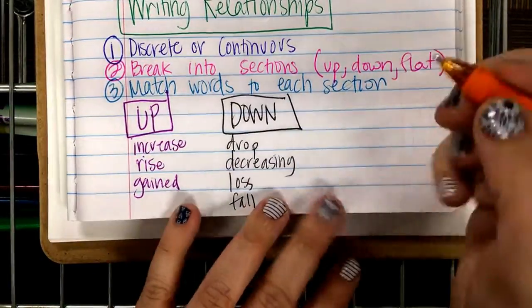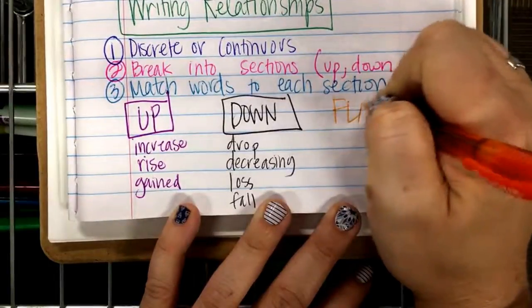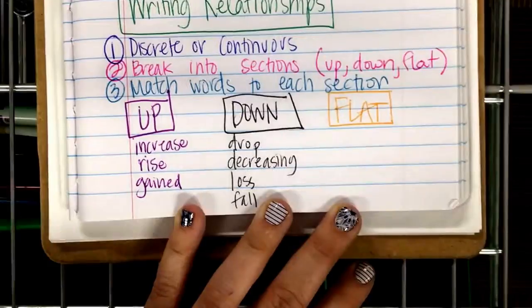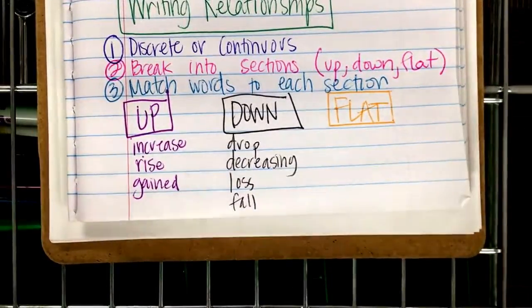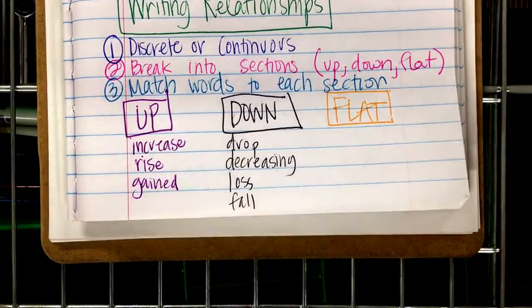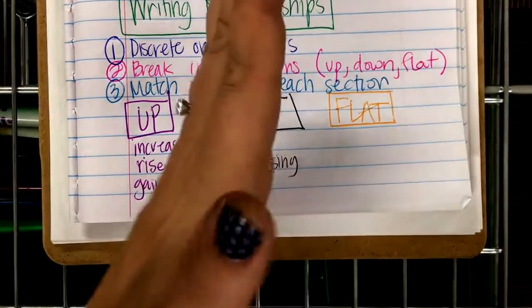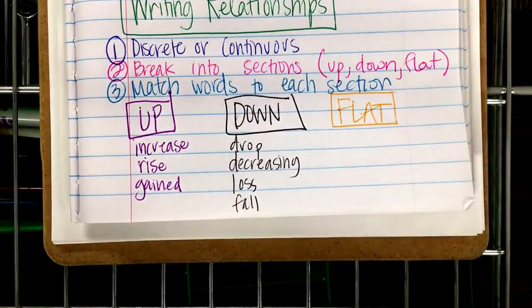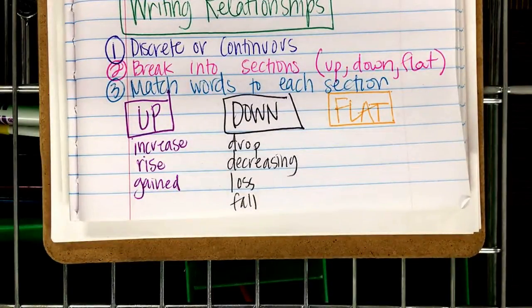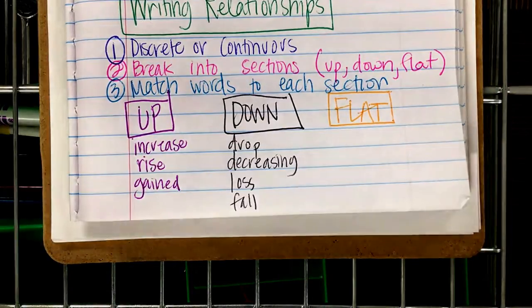Show me quickly increasing with your arm. Show me slowly increasing with your arm. What changed? The speed. The speed, the slope, right? The angle. So you have to look at the angle. Is it quickly increasing or is it slowly increasing? What are some words that could mean flat? Straight. 180 degrees.